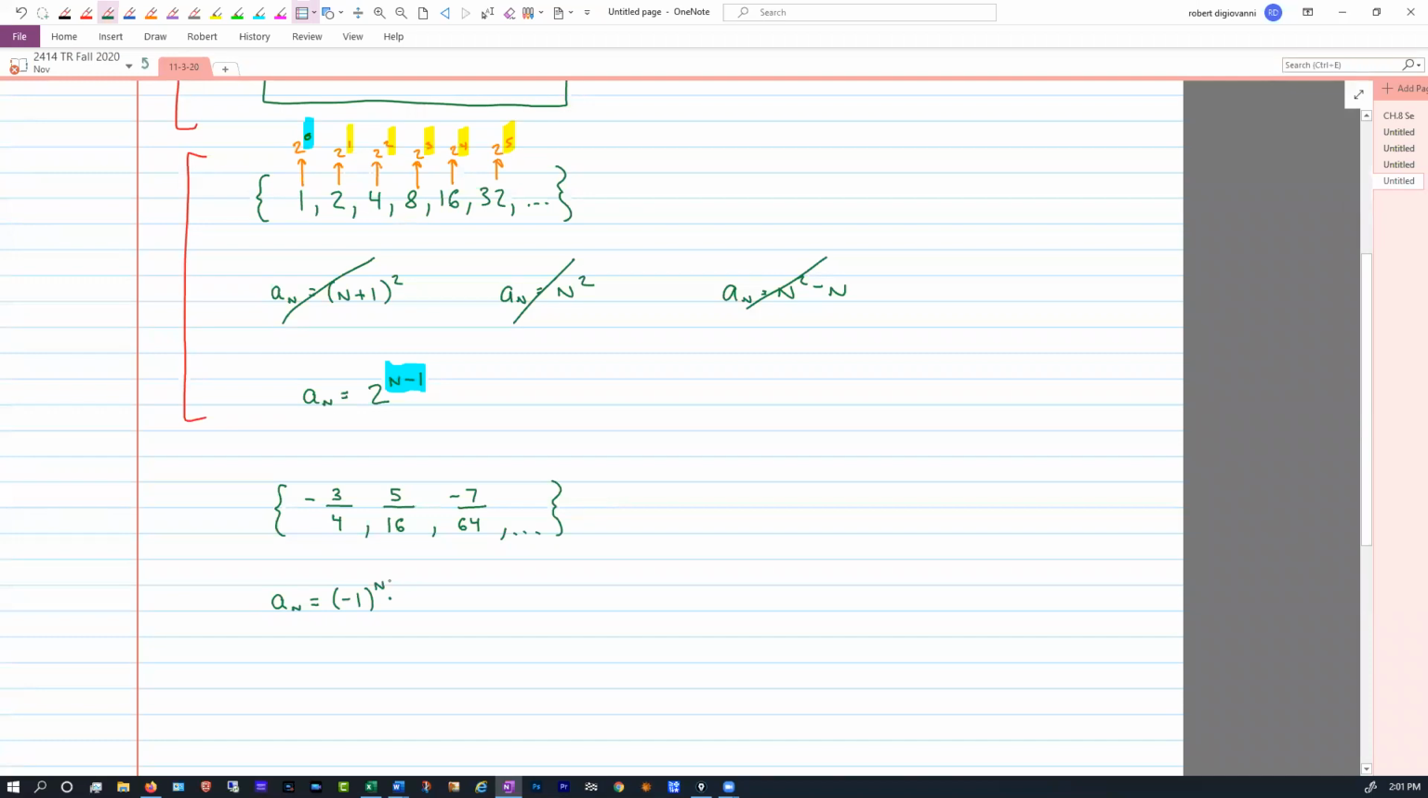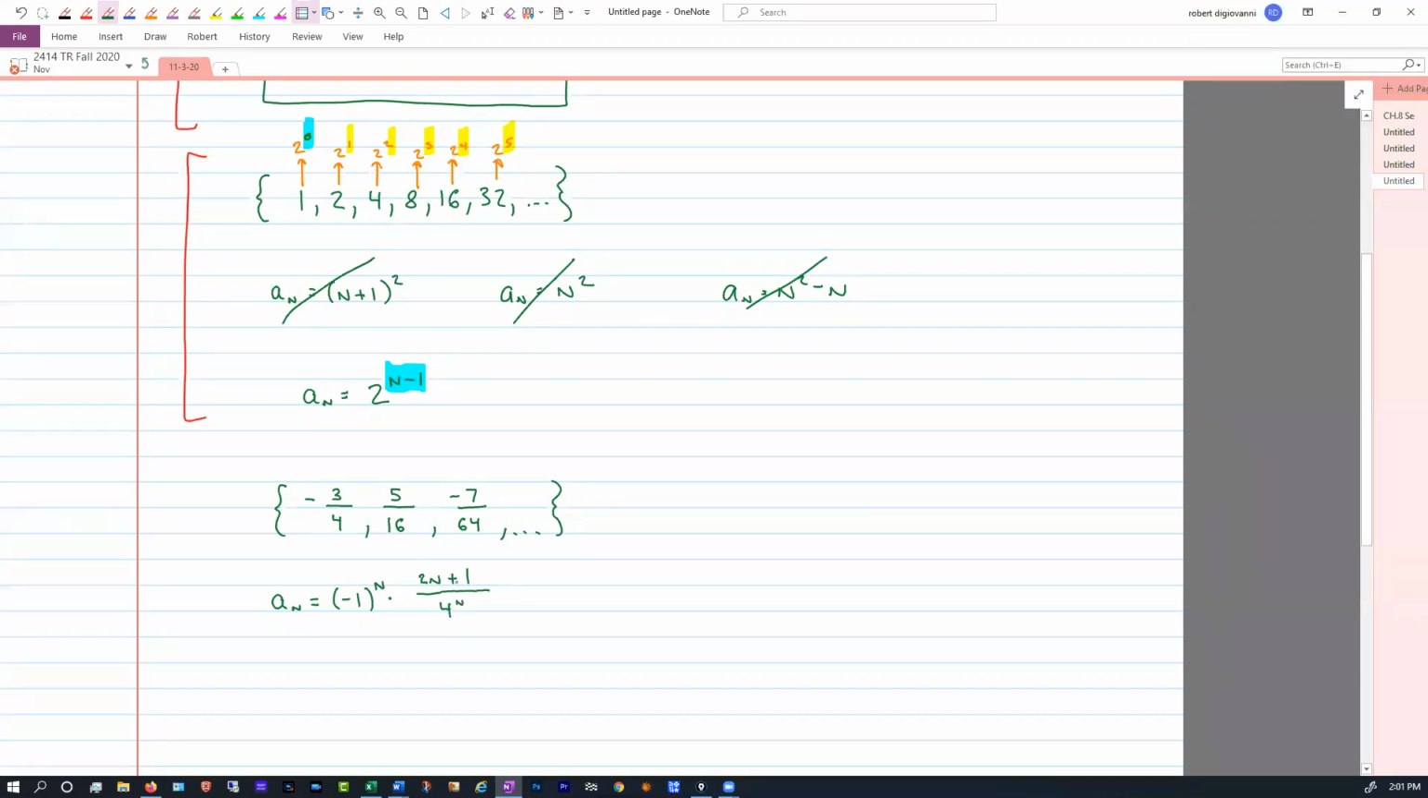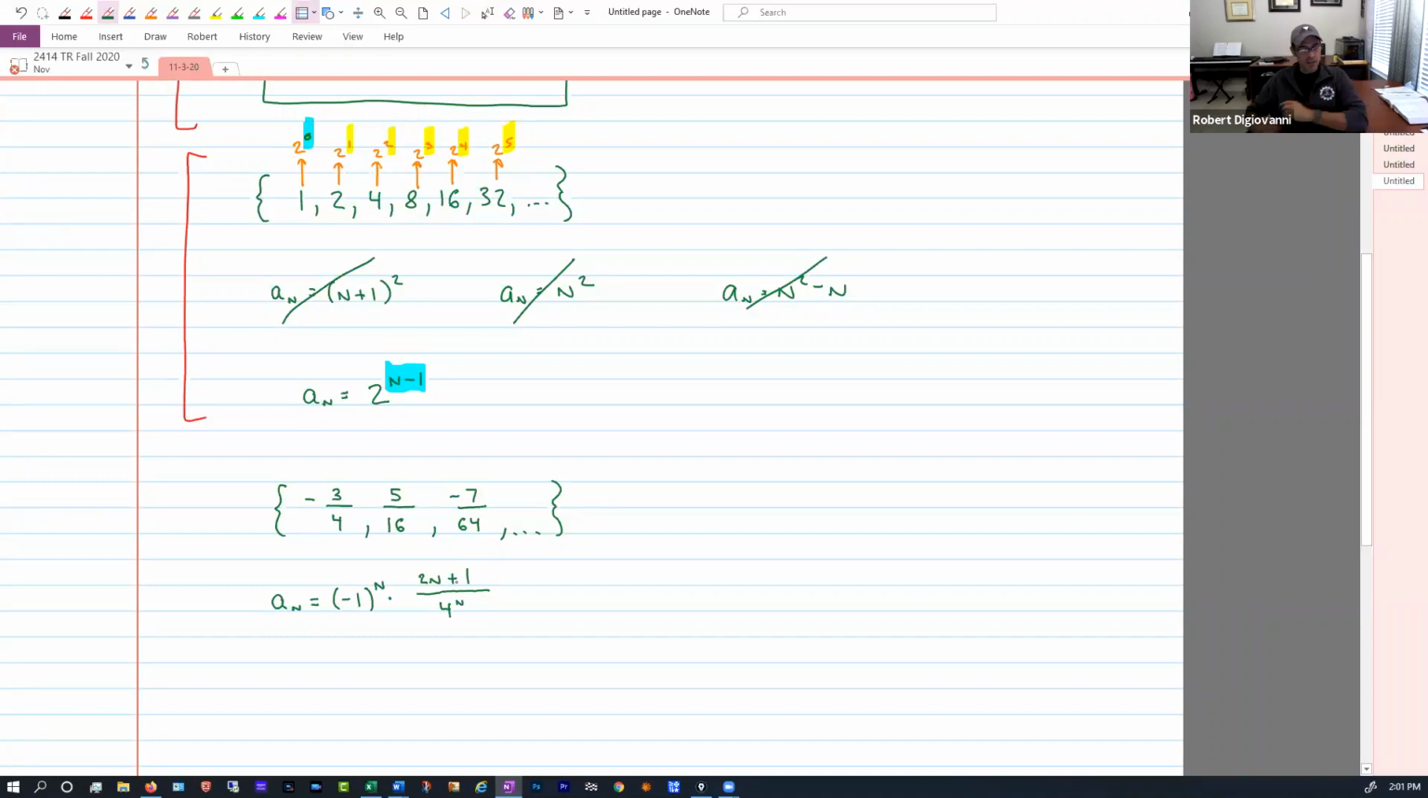Times the odd sequence. On top, right? The numerators are odds. Numerators, which will be 2n minus 1. Careful. Where do you start? You don't start at 1. Plus 1. That will create your odds starting at 3. And then the denominators would be 4 to the nth power. Will 4 to the n work?